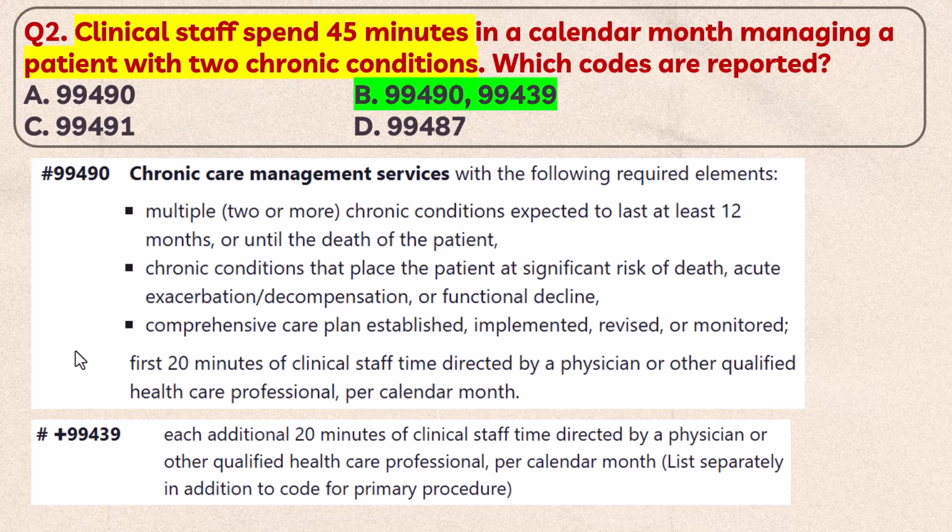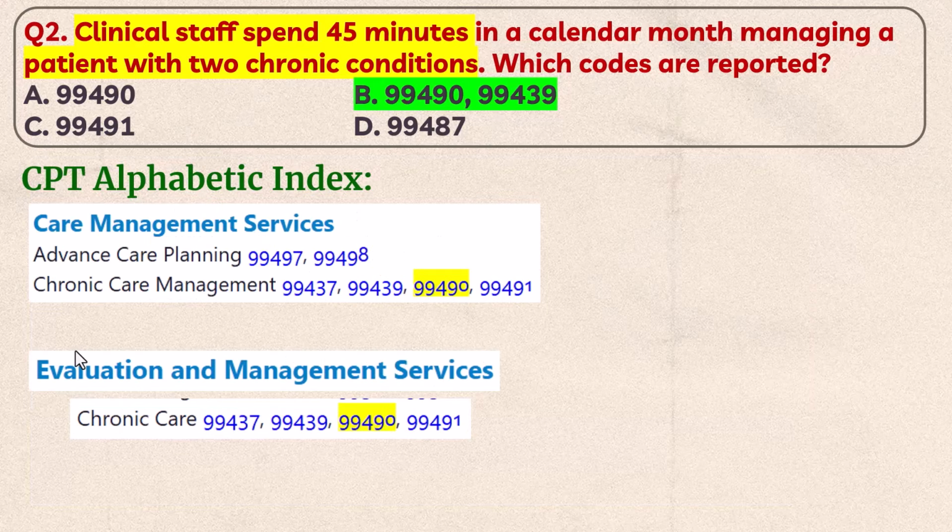So if you encounter this case in a real working world, you can use the alphabetic index. In the alphabetic index, you can go by 2 methods. One is you can go to care management services. Then you have to select chronic care management. Or else the best method that you can use is to go to evaluation and management services. This is the index term, evaluation and management services. Then go to the subterm chronic care. It will lead you to the following code series. Again, come back to the tabular list and confirm the answer. Once you confirm, the correct answer will be answer B.